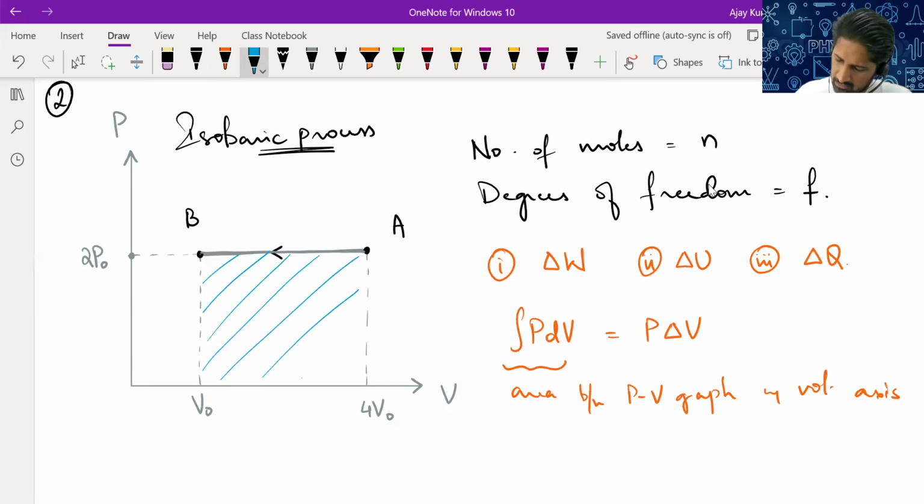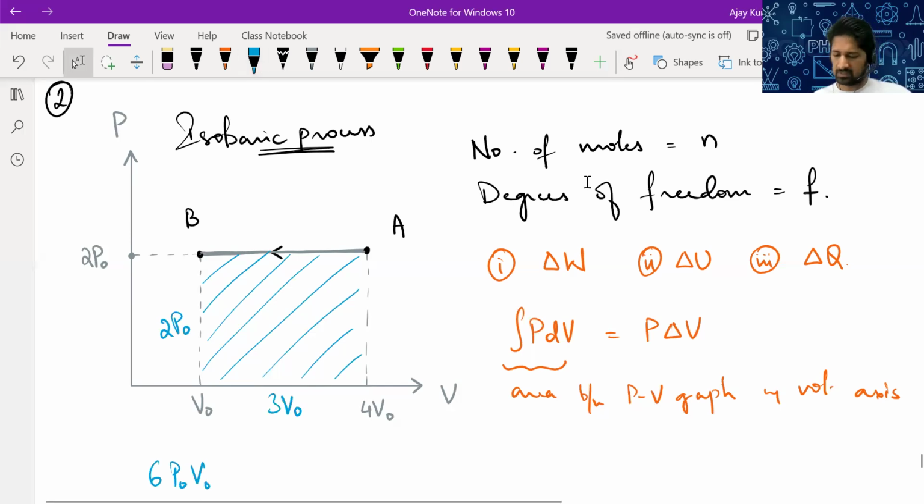But there's one thing you need to keep in mind. Whether the sign of work done by gas is positive or negative depends on the direction in which the process is carried out. Now the area is in the shape of a rectangle. It's quite easy to calculate its area. V naught to 4 V naught is 3 V naught and the pressure is 2 P naught. So the area of this rectangle becomes 6 P naught V naught. But is that the work done in this process? Let's see.